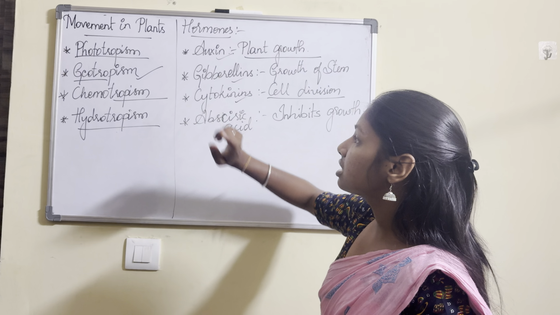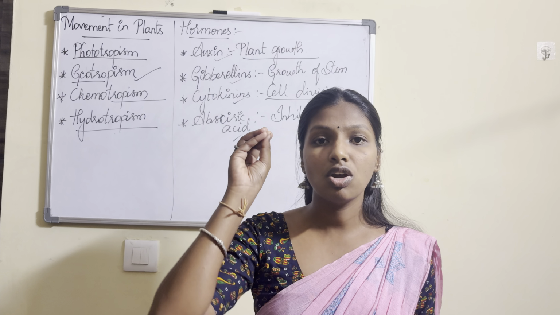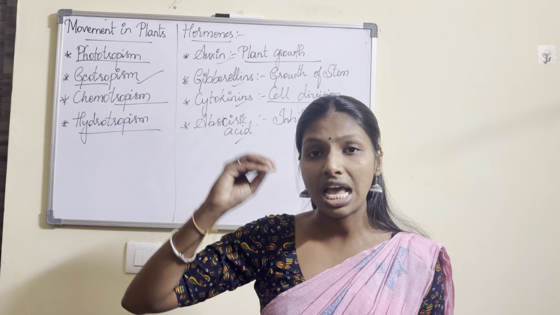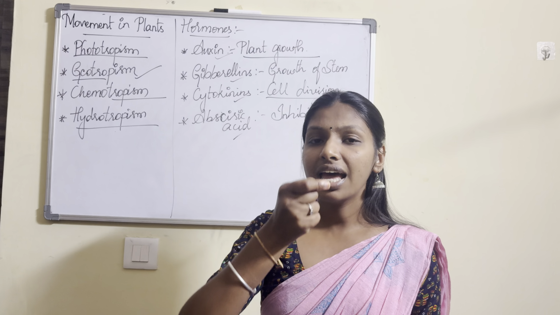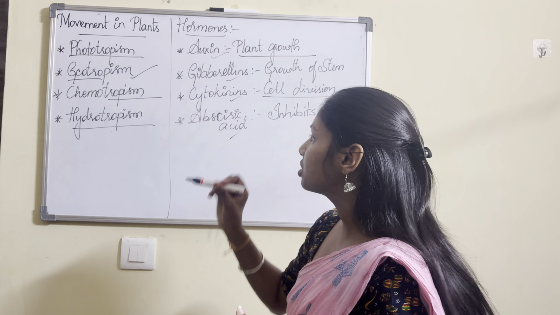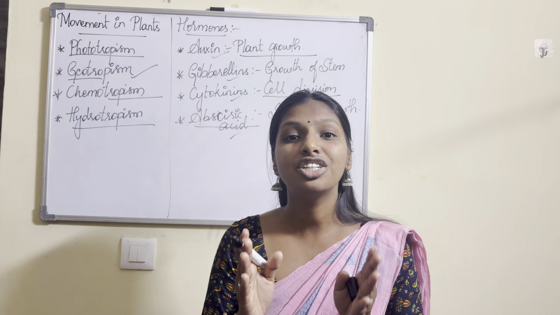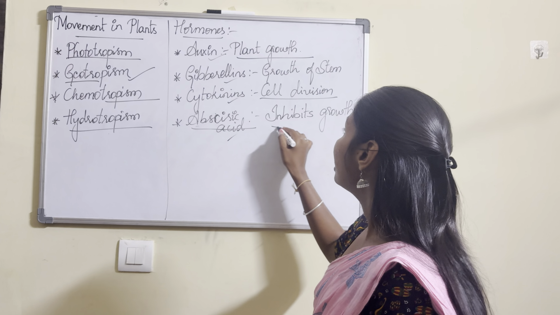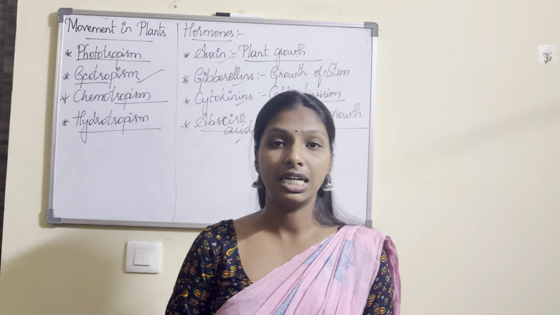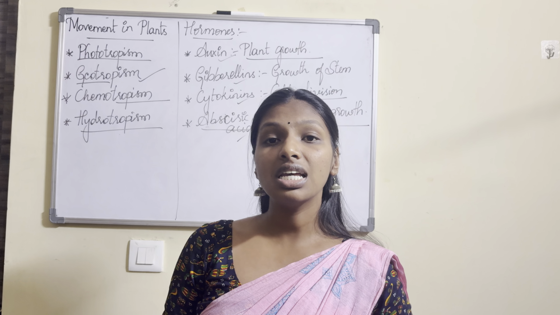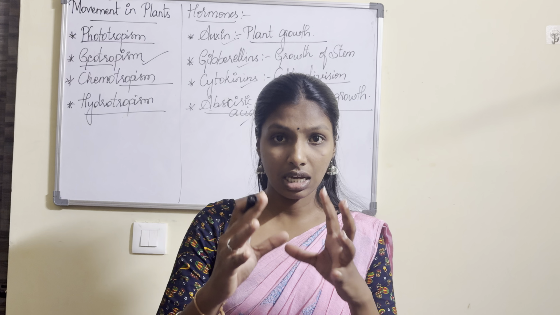So all these three hormones are called plant growth regulators, which help in plant growth. But there comes another hormone which is known as abscisic acid, which is called a plant growth inhibitor, as it inhibits the growth of the plant. So these are the hormones and the different concepts of the plant.